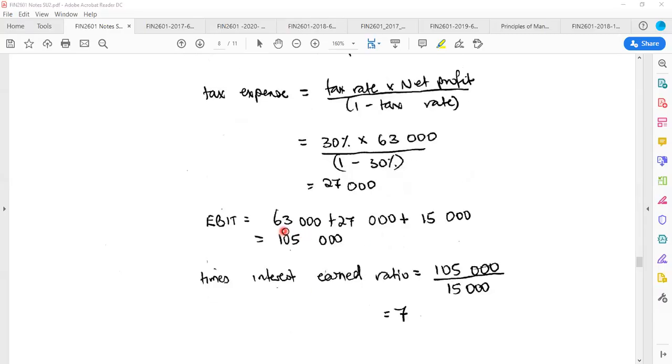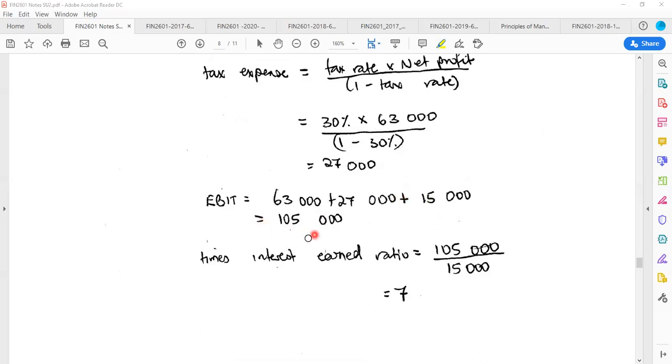And then we simply take our net profit, add back the tax expense and the interest expense, and then we get 105,000. And then our times interest earned ratio will be the EBIT divided by the interest expense, and we get the times interest earned ratio of 7, which is option 2. Okay.